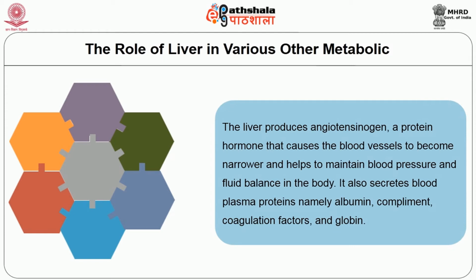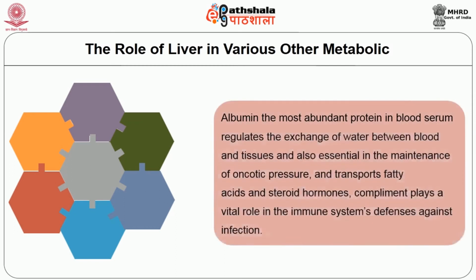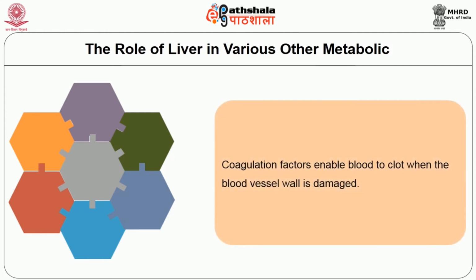It also secretes blood plasma proteins, namely albumin, complement, coagulation factors, and globulin. Albumin, the most abundant protein in the bloodstream, regulates the exchange of water between blood and tissues and is also essential in the maintenance of oncotic pressure and transport of fatty acids and steroid hormones. Complement plays a vital role in the immune system's defenses against infection. Coagulation factors enable blood to coagulate when the blood vessel wall is damaged.